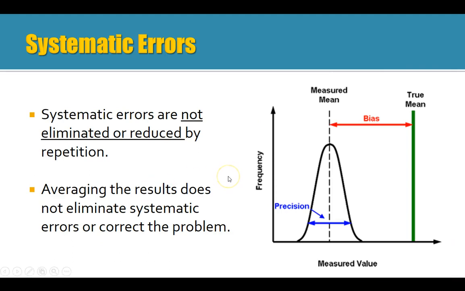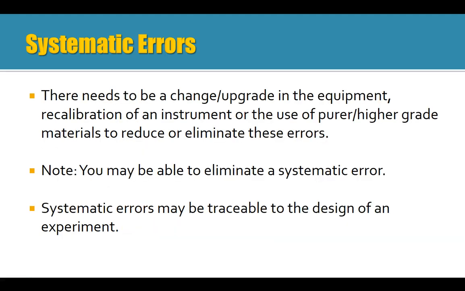So systematic errors cannot be eliminated or reduced by repetition, and you cannot average your results to reduce systematic errors, because it is not random. It is a movement off the true value. So the way that you eliminate systematic errors is by upgrading or changing the equipment, or recalibrating the instrument, or using a higher grade material to eliminate those errors.